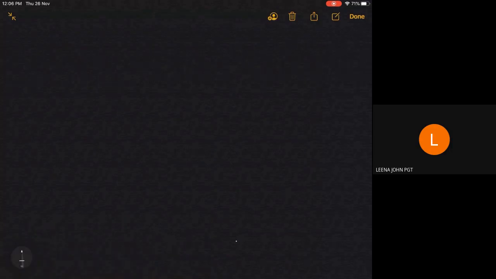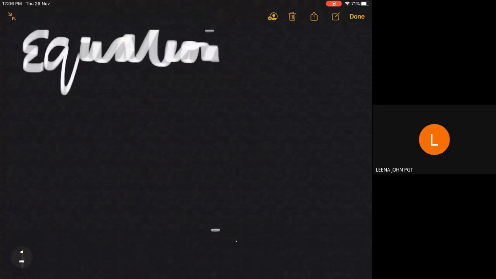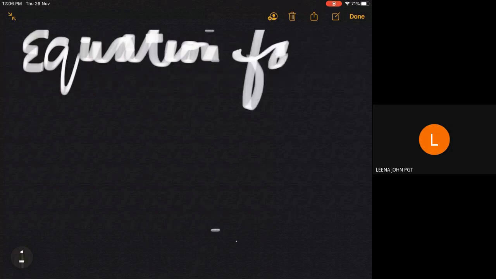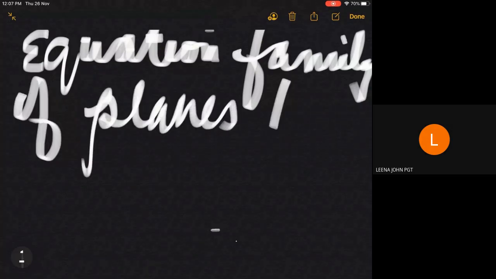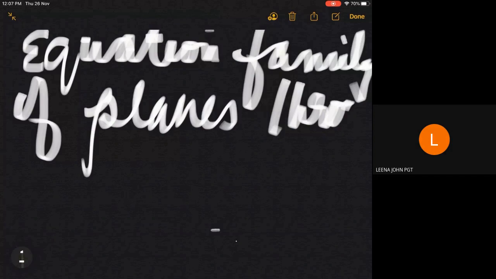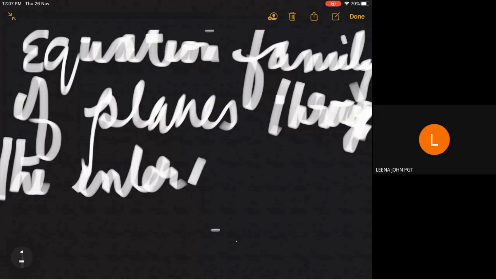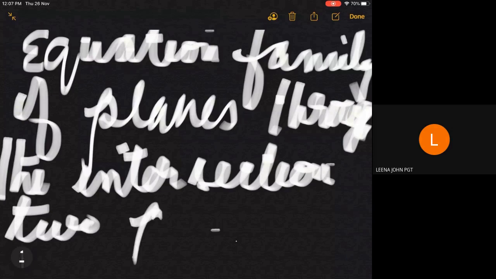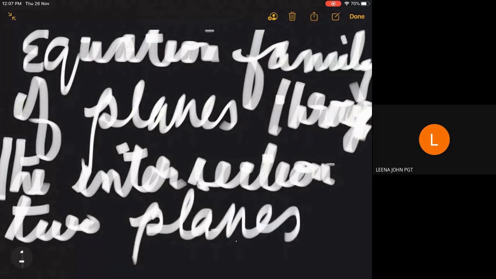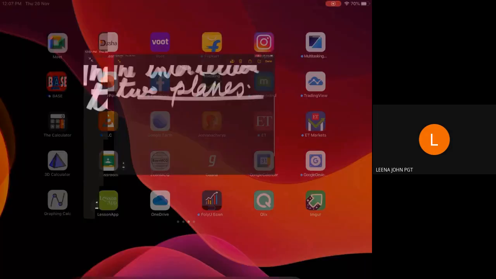Our topic is equation of family of planes through the intersection of two planes. First of all, you have to visualize how the two planes intersect. Let us see this GeoGebra graph.